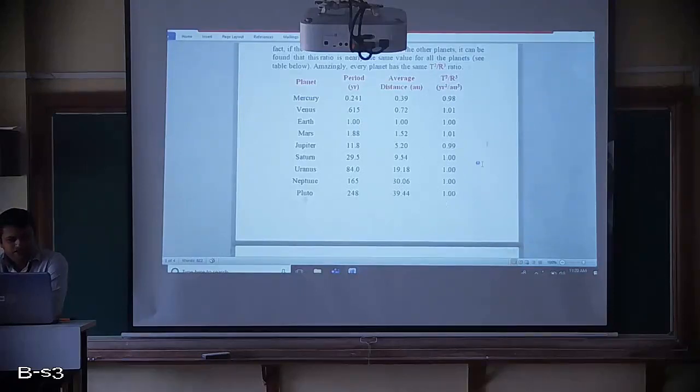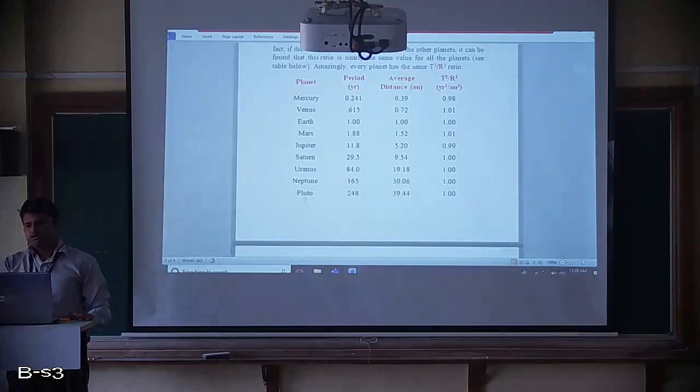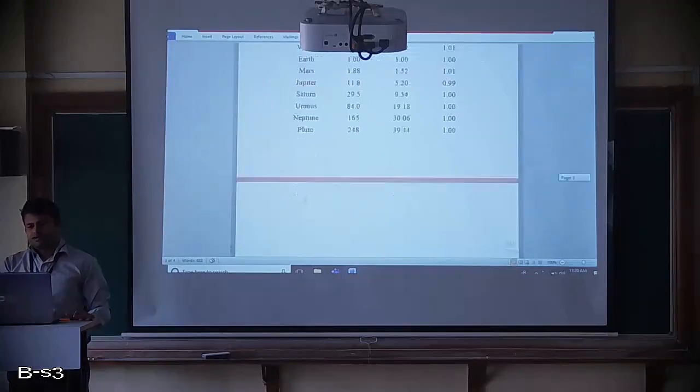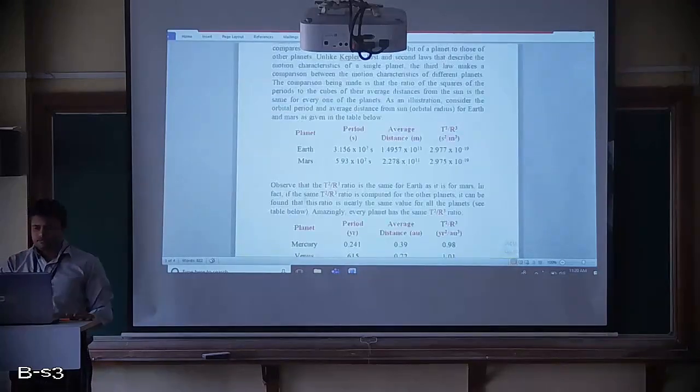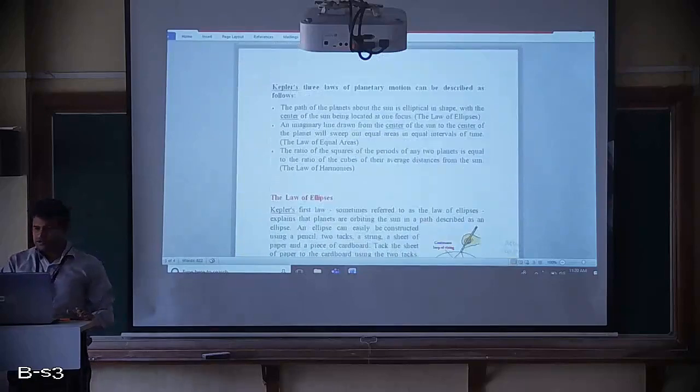So it says that the planetary motion characteristic for every planet will remain the same, in terms of the ratio of the square of the period to the cube of the radius of the orbit. And finally, it is the law of harmonies, or Kepler's third law. So here, the three laws are over.